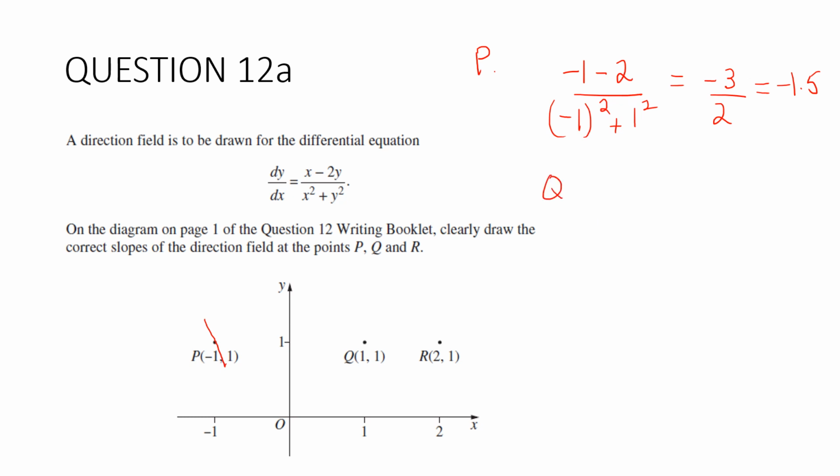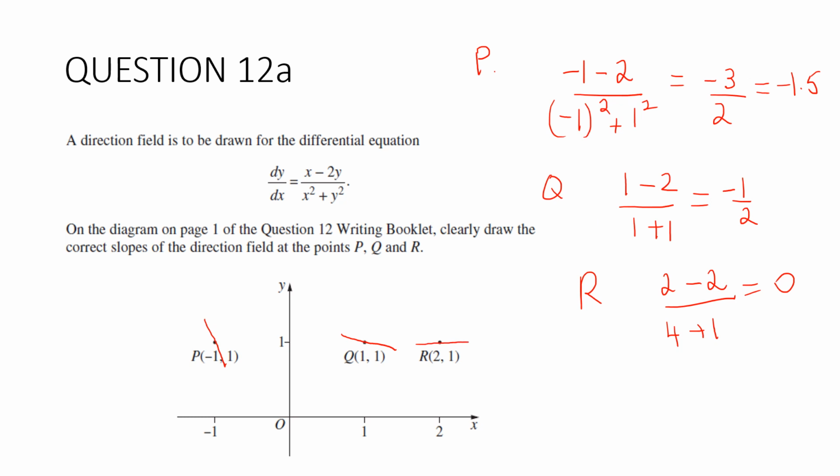x and y are both 1. So 1 take 2 over 1 plus 1 is equal to negative 1/2. So again negative but quite flat. Use a gradient of 1 as your measure. And now R, we've got 2 and 1, so 2 take 2, that's going to be 0, over 4 plus 1, is equal to 0, so completely flat. Here we go.